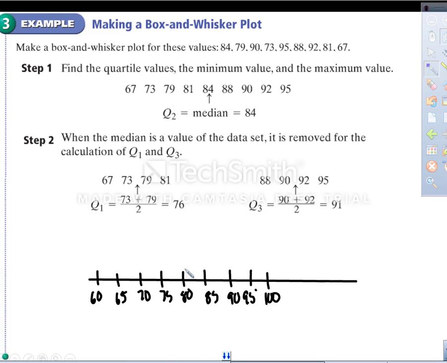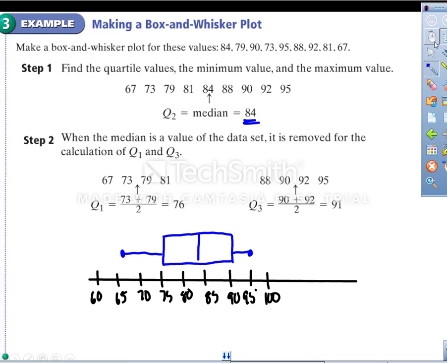Okay, so our lowest value, which is 67, we'll go ahead and put that about right here. Put a dot. Our highest value, which is 95, I got it right here, a dot. Our median is 84, so 84 would be a line that goes like this. And then our first quartile is 76, which will be about right here. And then this one is 91, so we put a dot like this.